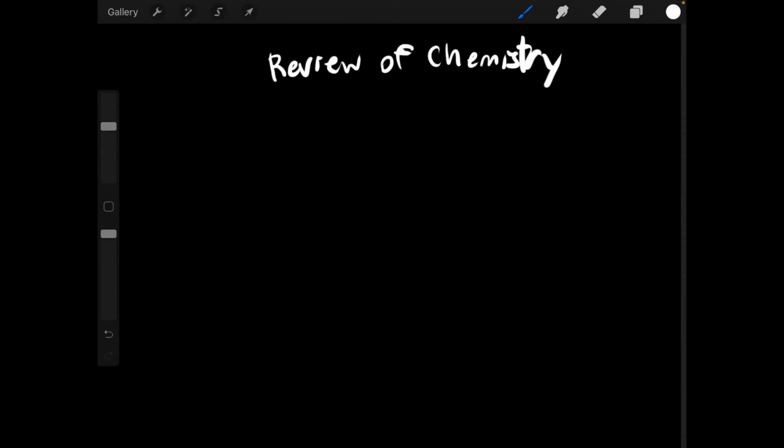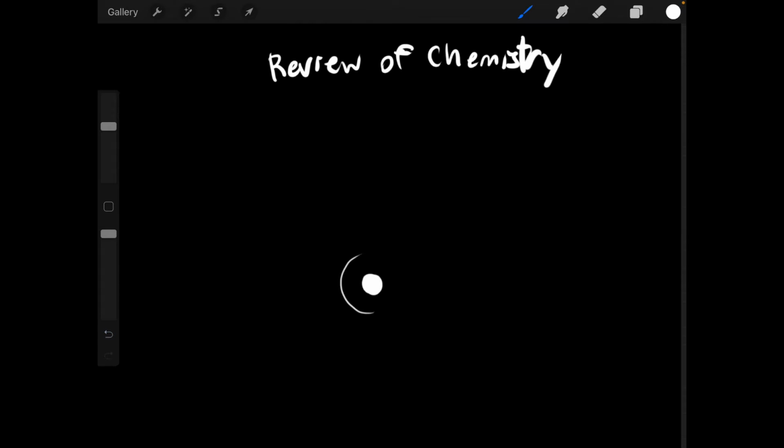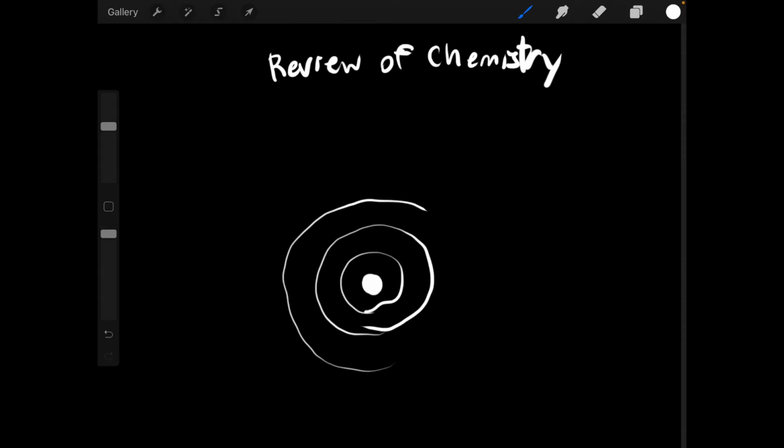So first, we need to draw an atom. So here's the nucleus of an atom. These are called shells. The three shells don't look very neat. Let me redraw them. That's a bit better, I think. Okay, so there are three shells of an atom, each with an amount of electrons.